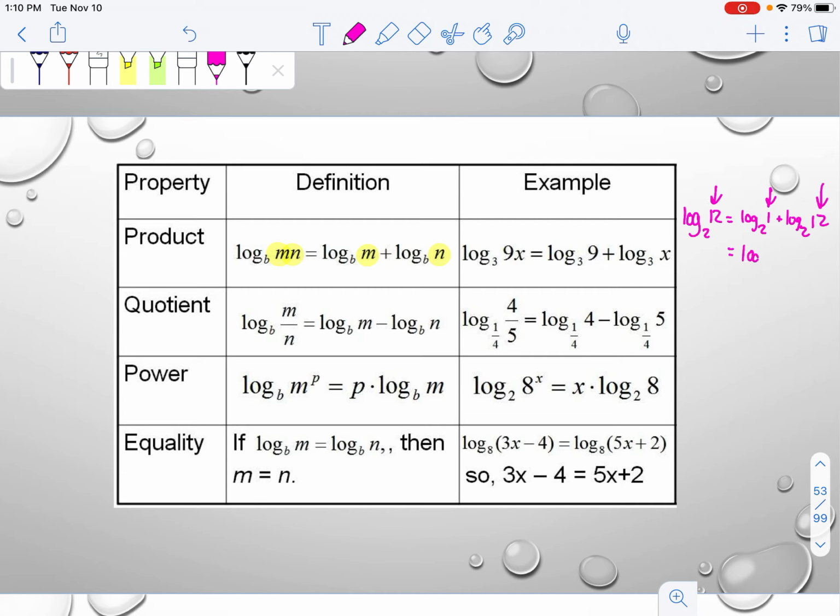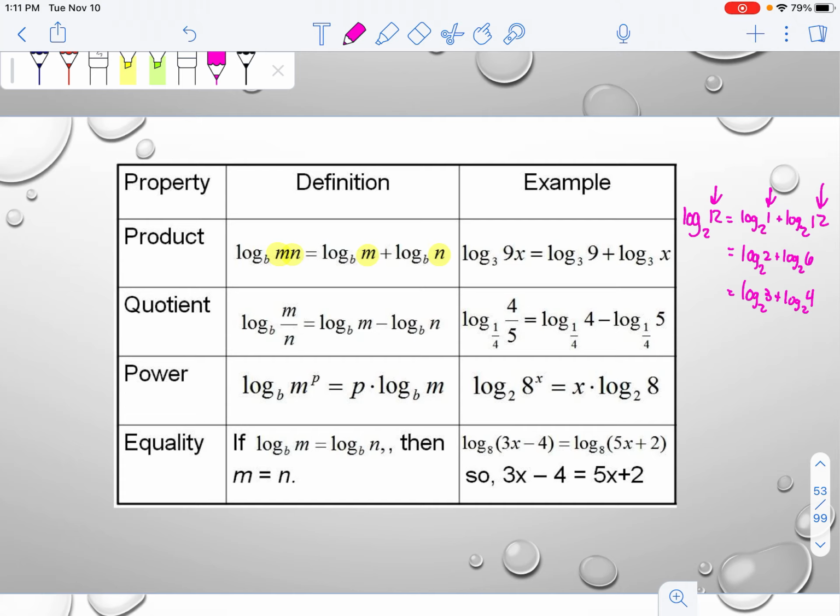You could also say this, because 6 times 2 is 12. And you guessed it, 3 times 4 is 12. So all of those are equivalent to log base 2 of 12.